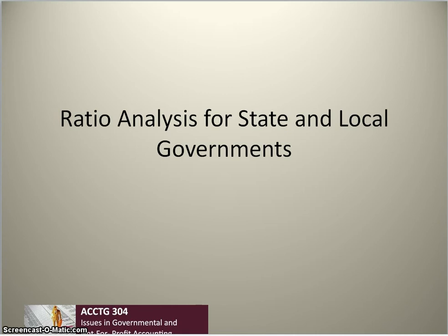The enterprises themselves should, of course, be subject to analysis, but the analysis of the enterprise funds is more similar to the not-for-profit organization analysis we conducted last week. And as we look at the analysis for the governmental funds and the governmental activities, we'll be emphasizing the unique features of the analysis of the government.